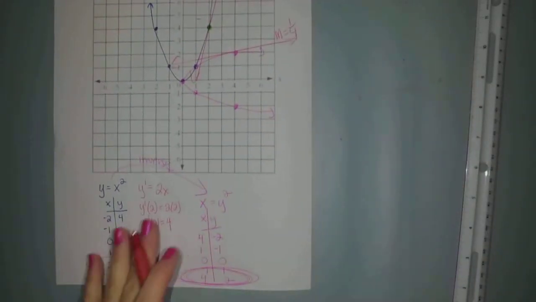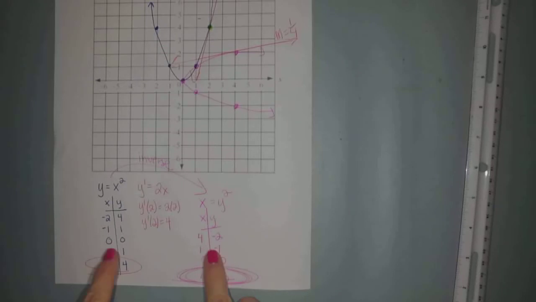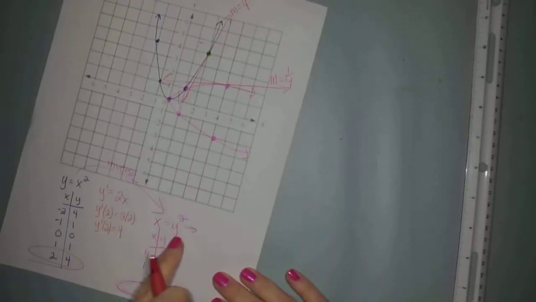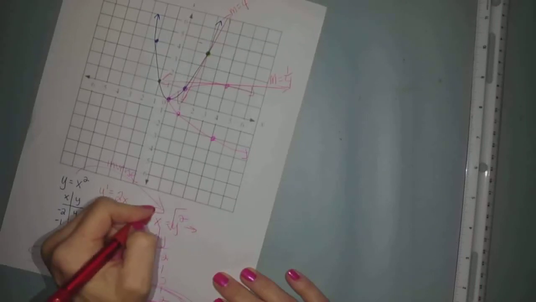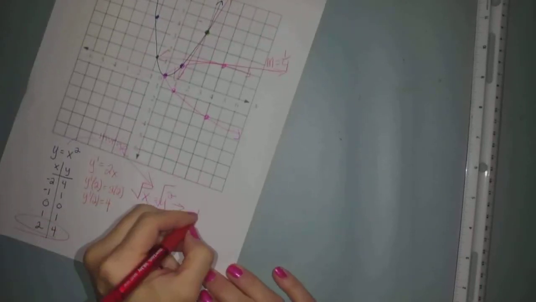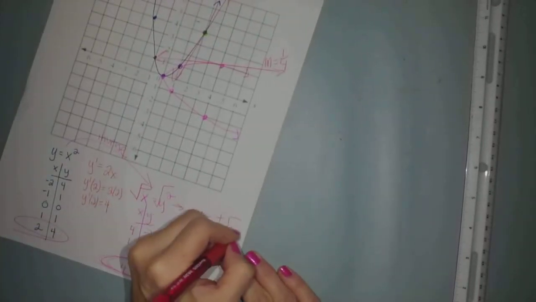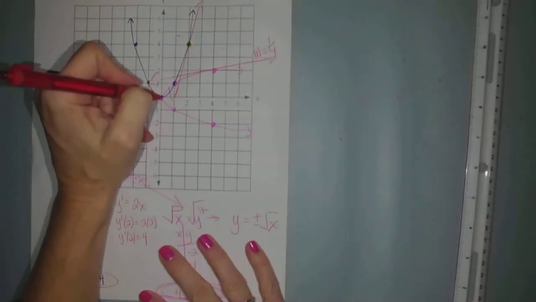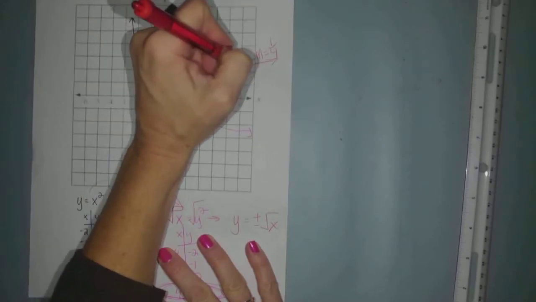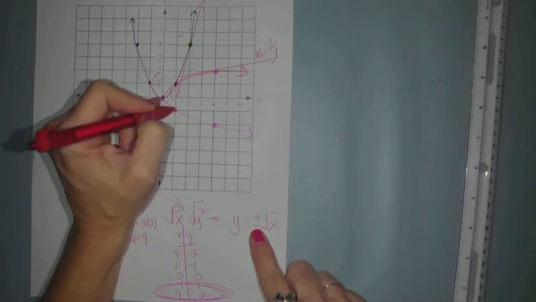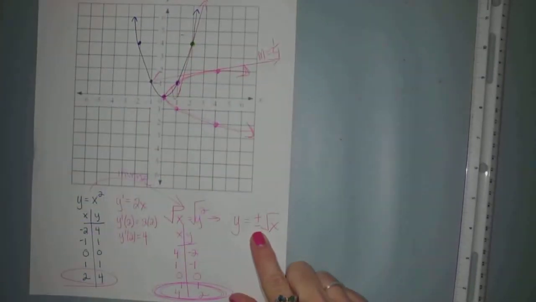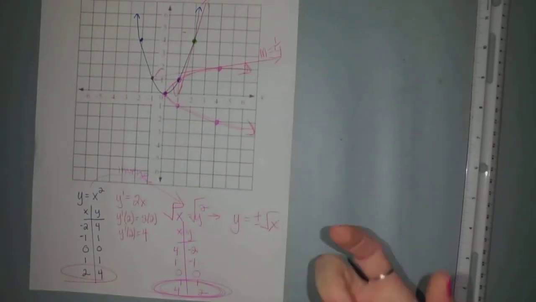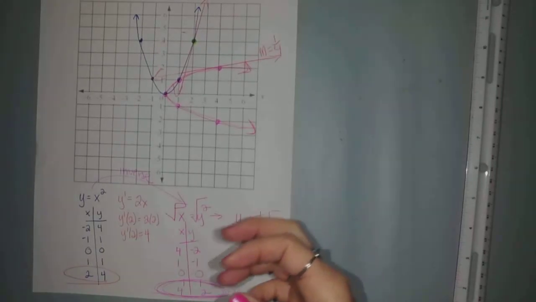Now, one last thought here on this inverse. One way to do it is flip the table like I just did, but also keep in mind, if you solve this for y by square rooting both sides, you would get y equals plus or minus root x. And you can see here, the positive root x is the top half of the parabola, and the negative root x forms the bottom half. So that's another way you could have known what the graph looked like if you didn't want to make tables and flip them. Okay, so hopefully this all makes sense.